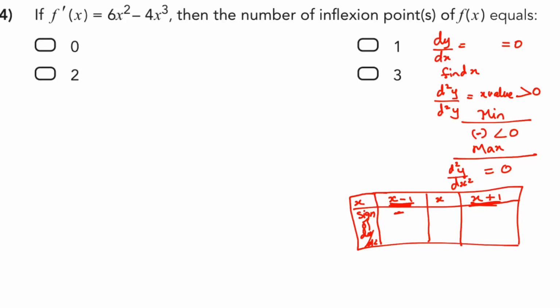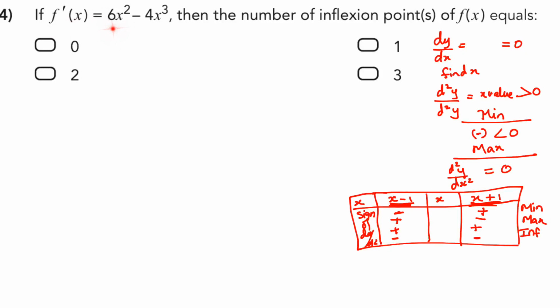If you substitute a value less than x and get a negative, and when you substitute x plus 1 you get a positive, it means it's a minimum point. When you get a positive first and a negative later, it's a maximum. If you substitute and you get both positives or both negatives, then it is a point of inflection.